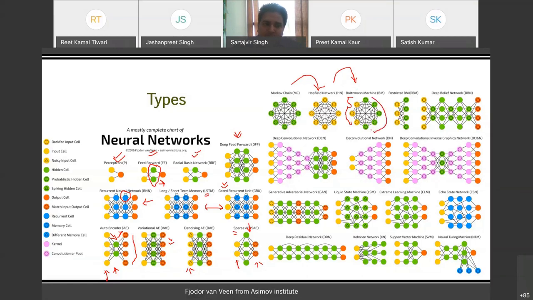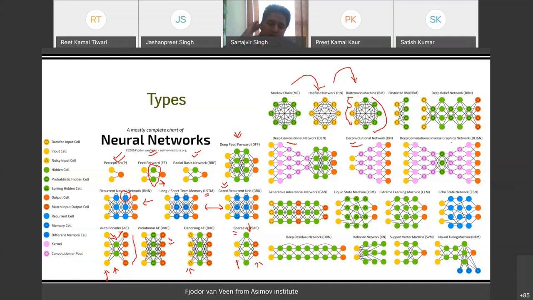There are probabilistic hidden cells. And the next one is the restricted Boltzmann machine model, then the deep belief network, which is nothing but a stacking of the previous networks. And then there is the deep convolution model, deconvolution, then the deep convolution inverse graphics method. We are using these so frequently, and these are types of autoencoders.